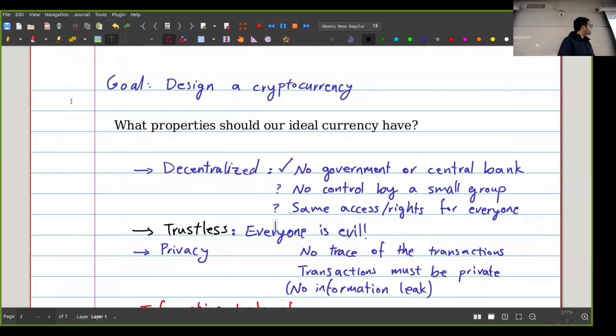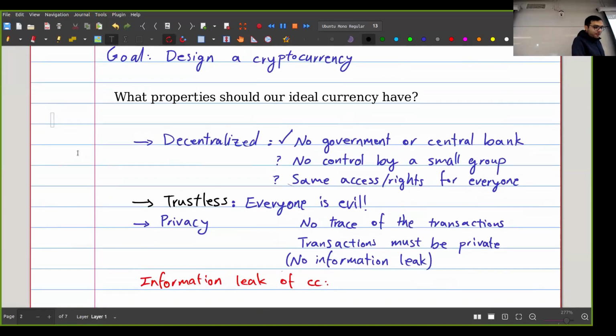So our first goal is to basically design a cryptocurrency. And today I want to just talk about the properties that I like my cryptocurrency to have. And also, I'm old school, so when I say crypto, I mean cryptography. So for your generation, crypto is cryptocurrencies. But whenever I say crypto, it means cryptography. So remember that.